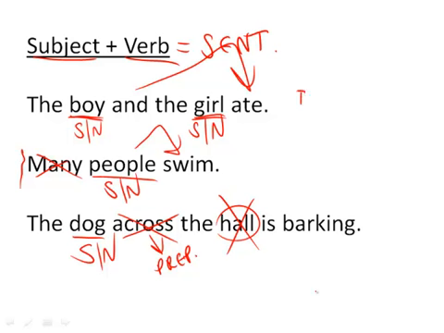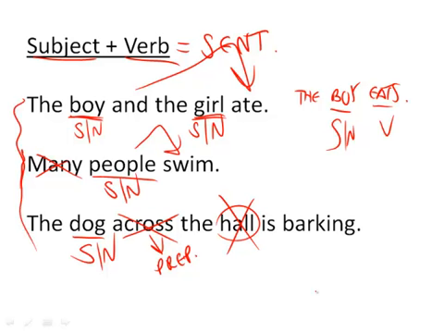So, the boy eats. Very simple. Is it a sentence? Well, we have a subject. Is the subject doing the verb? You better believe it. The boy is doing the eating. So we have a subject or a noun. It's doing the verb. That is a sentence. Here are a few examples. And now we know how to build a sentence using subject and verb.